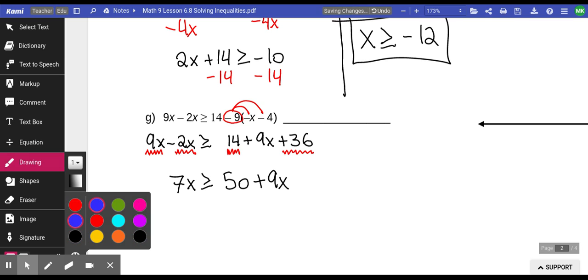Just a reminder that these x's are not like terms, like all these, because one is on the other side of the equation, right? We can only collect like terms that are on the same side of the equation.